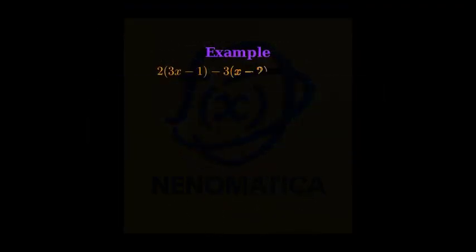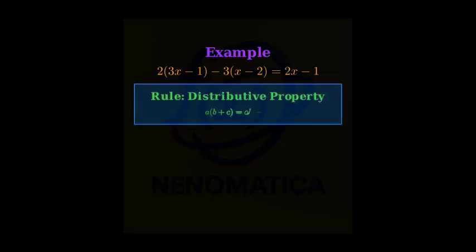We have the equation 2 times (3x minus 1) minus 3 times (x minus 2) equals 2x minus 1. Let's start solving this equation. First, we'll apply the distributive property to expand the expressions in parentheses. Next, let's combine like terms on the left side of the equation. We have 6x minus 3x, which equals 3x, and negative 2 plus 6 equals positive 4.